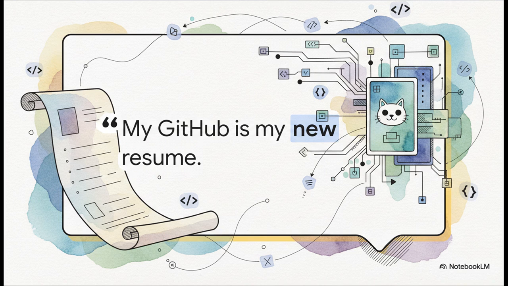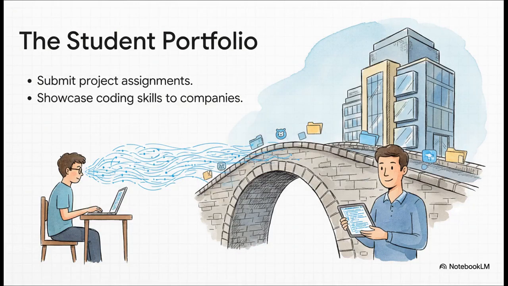For a coding student today, this quote pretty much says it all. A well-kept GitHub profile has become way more powerful than a traditional resume. It's a living, breathing showcase of what you can actually do. So how's that work? Well, students use it to turn in their assignments, sure. But more importantly, they use their public repos as a living portfolio. When they go to apply for jobs, companies don't just read about their skills on a piece of paper. They can go right to their GitHub and see the actual code they've written. It's proof, not just a promise.